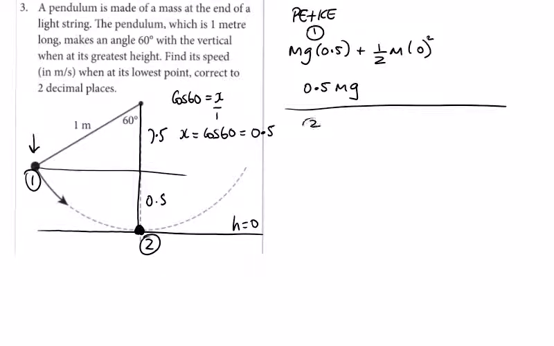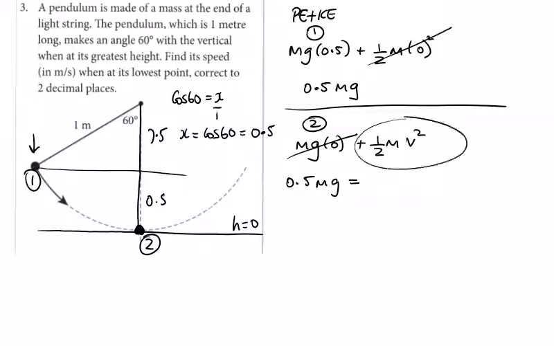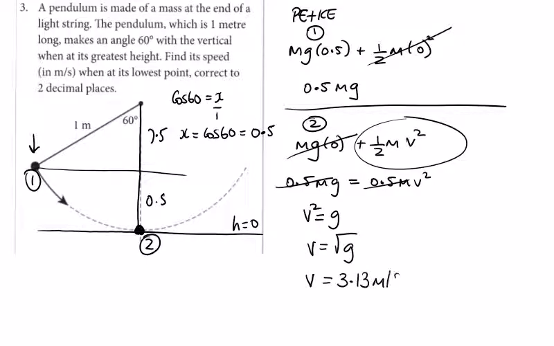So position 2, I'm going to have mg by h. Position 2, h is 0. And the speed, a half m v squared, and the v is what we're looking for. So 0.5 mg is equal to, this is 0, this one was 0, so it's equal to this one, 0.5 mv squared. So we can cancel 0.5 m's or divide across by 0.5 m to get v squared is equal to g, or v is equal to root g. And we saw before that root g is 3.13 meters per second.